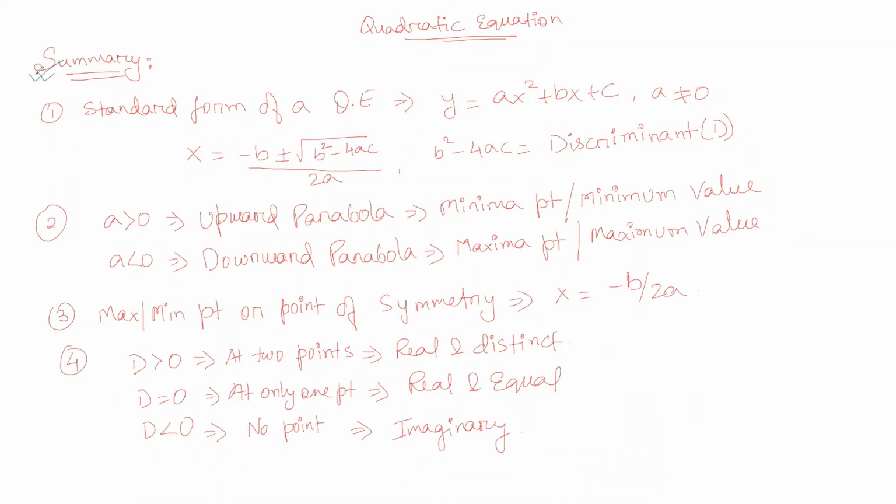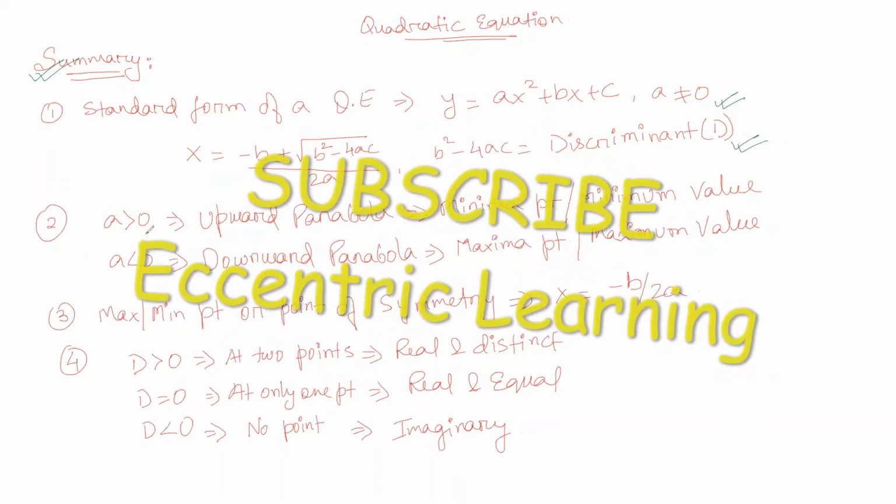Now, if we summarize all the points, we can see the standard form of a quadratic equation is given by y equals ax square plus bx plus c, where a is the leading coefficient and a is not equal to 0. And the two roots of the quadratic equation are given by minus b plus minus under root of b square minus 4ac upon 2a, where b square minus 4ac is the discriminant.